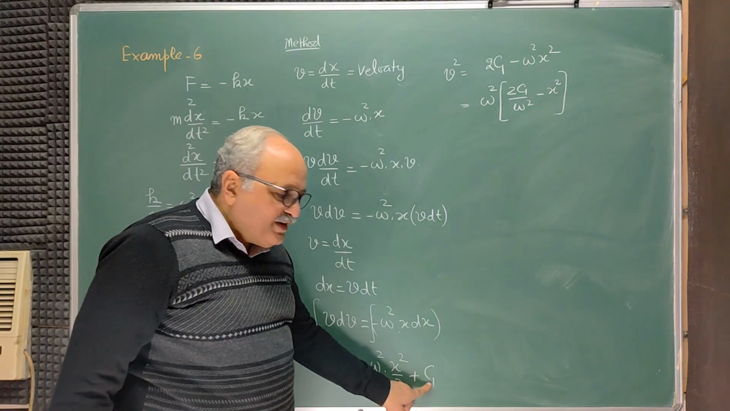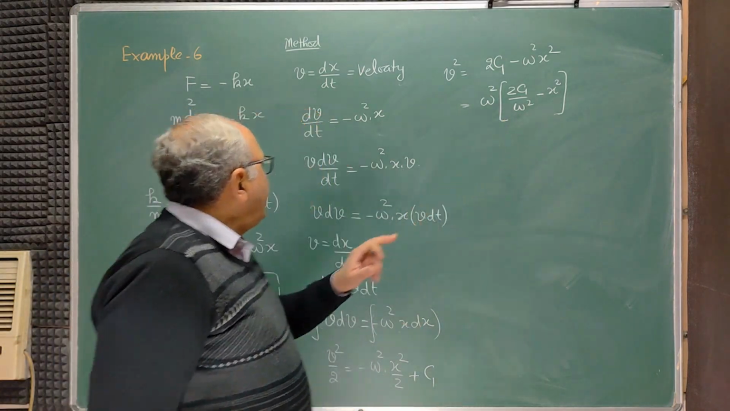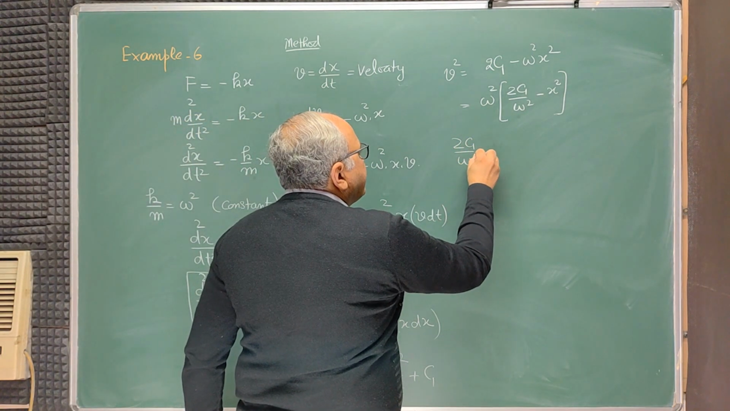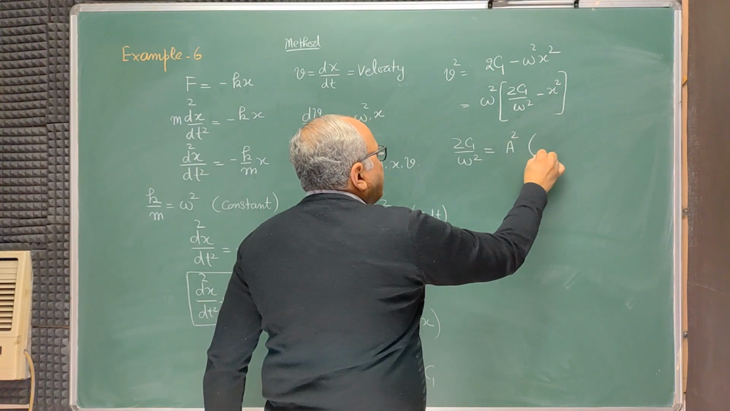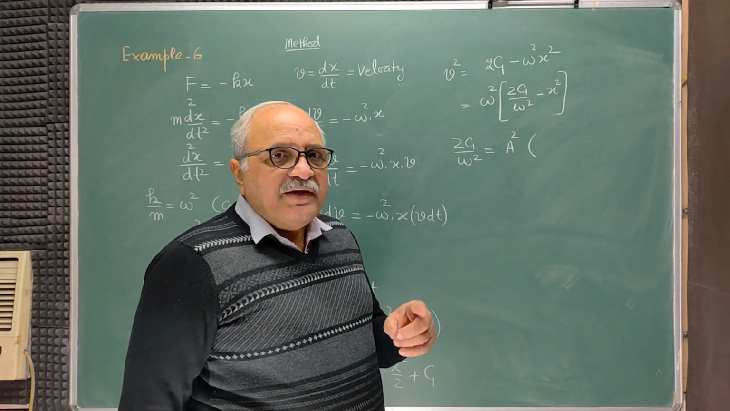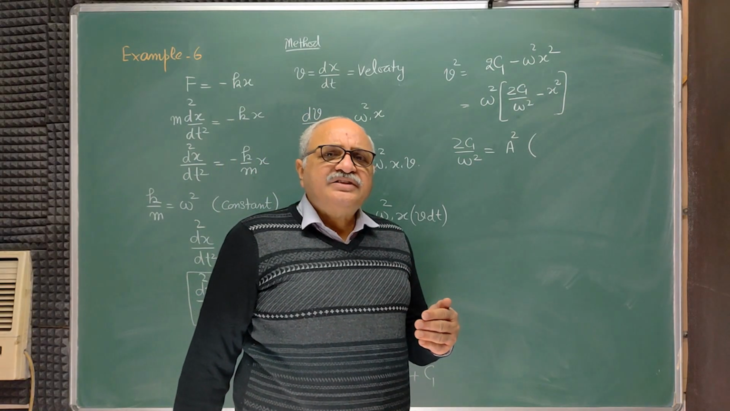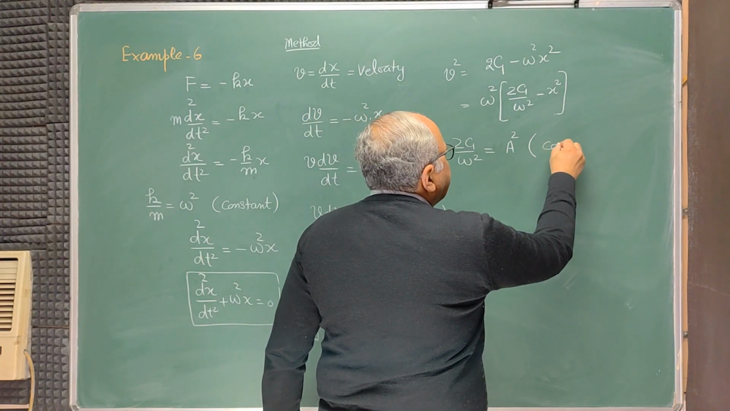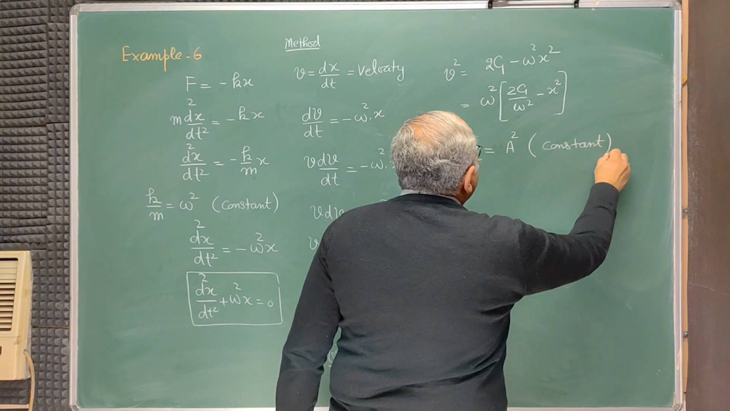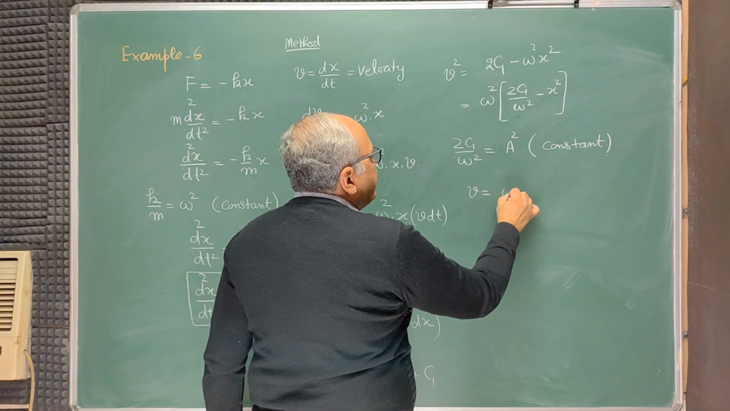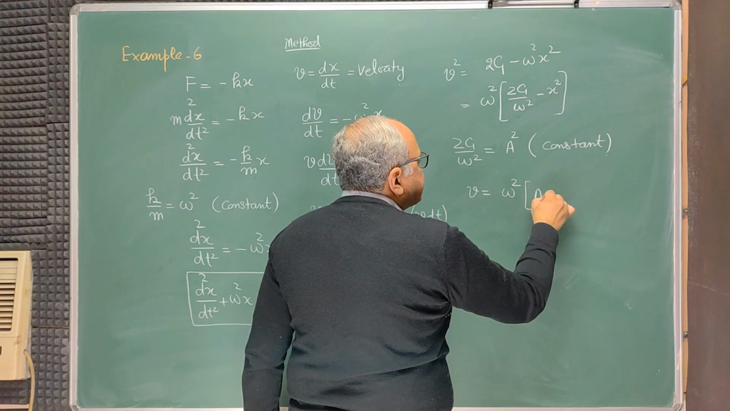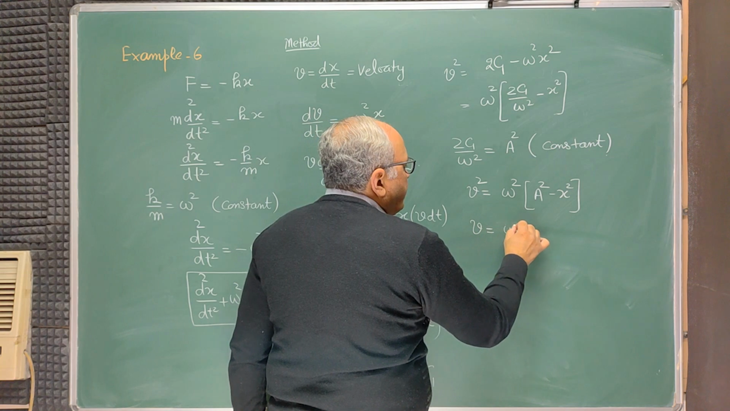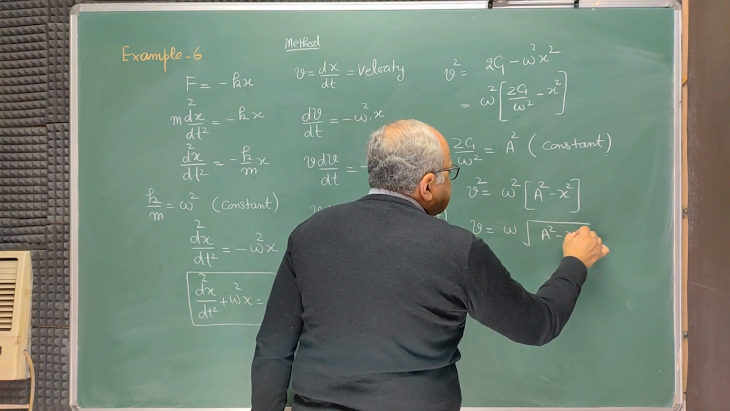Since c1 is the constant of integration, and omega we have already taken as constant, we can say twice c1 over omega square is another constant. Let me call this a square. We are deliberately taking it as a square. You can take the constant with any power, there is no problem. So a square is again a constant. If I do that, the velocity square will give me omega square times a square minus x square, or you can say v is equal to omega under root of a square minus x square.